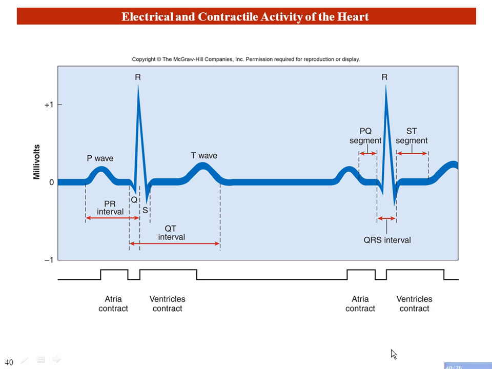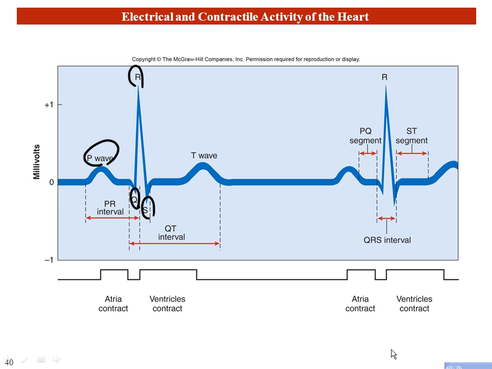Here's the P wave. When we look at the P wave, this is basically when the SA node is firing and the atria are depolarizing. During the P wave, the atria are depolarizing, they're preparing to contract. Now, the next deviation is much larger. You have what's called a QRS complex. And what's happening here is the ventricles are depolarizing. The ventricles are preparing to contract.